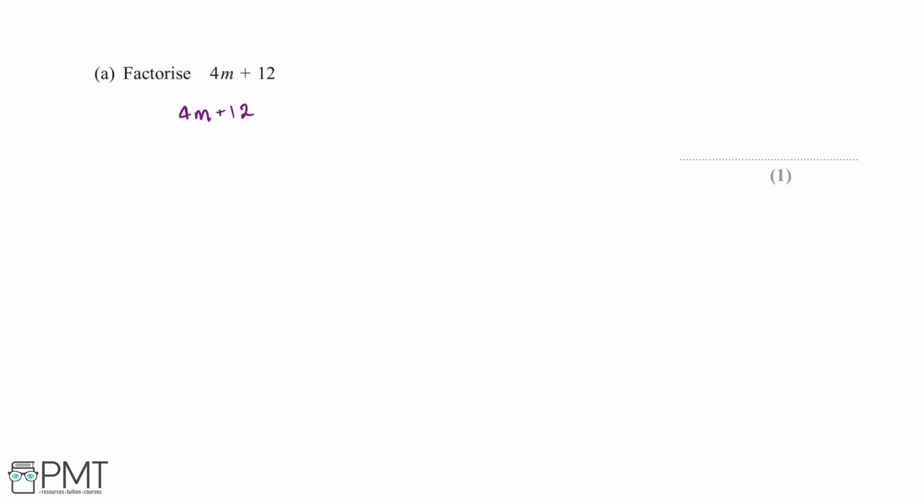So what we're going to do is take this 4 and put it on the outside of a bracket. And we're going to divide both of these terms by 4. So 4m divided by 4 will give us m, and then 12 divided by 4 will give us 3. And this is our factorised expression.